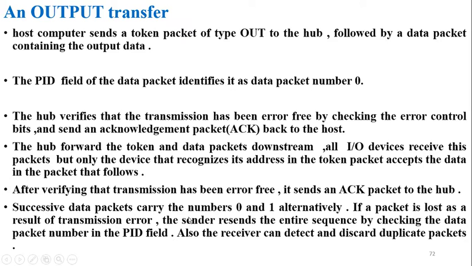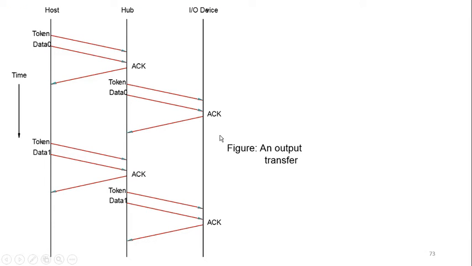Successive data packets carry the numbers 0 and 1 alternately. If a packet is lost as a result of a transmission error, the sender resends the entire sequence by checking the data packet number in the PID field. Also, the receiver can detect and discard duplicate packets. All these activities are explained using this diagram.